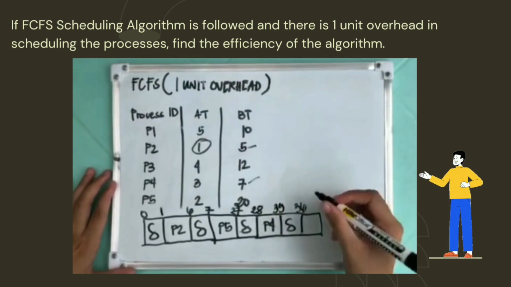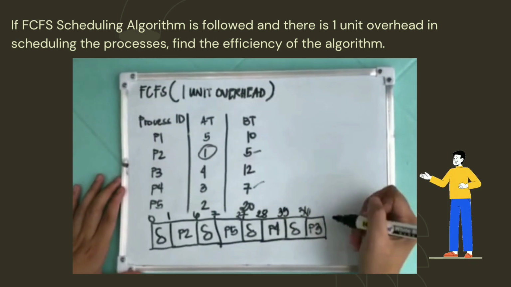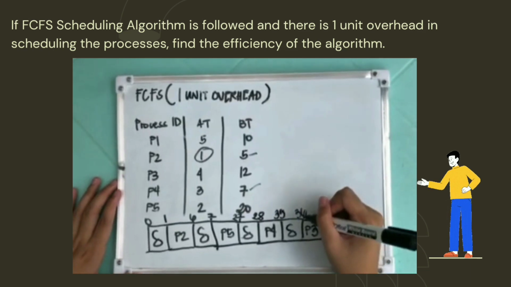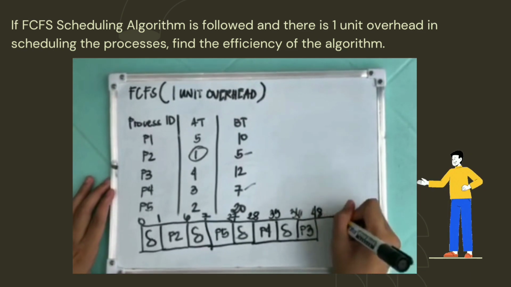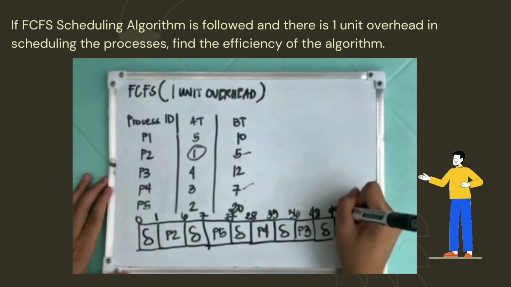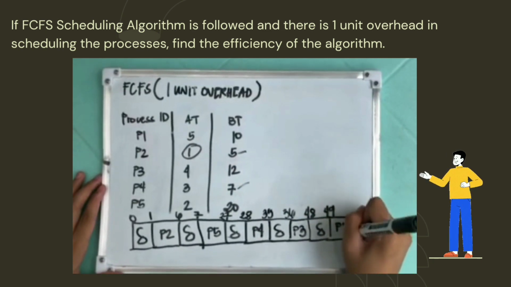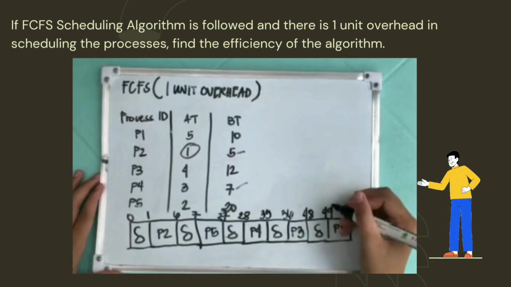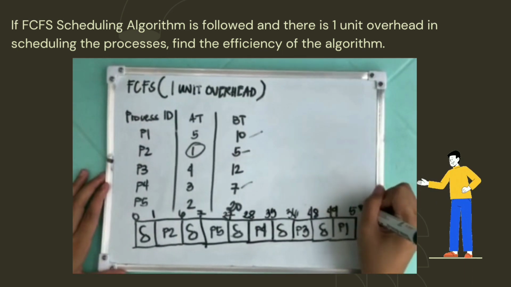Ang next naman si P3. Dahil siya yung pang-apat na nag-arrive. Ngayon, 36 plus 12 is 48. Ang next is overhead ulit. So, another plus 1, 49. Ang last na dumating si P1. Ngayon si 49, i-add natin sa burst time niya na 10. So, ang sagot is 59.